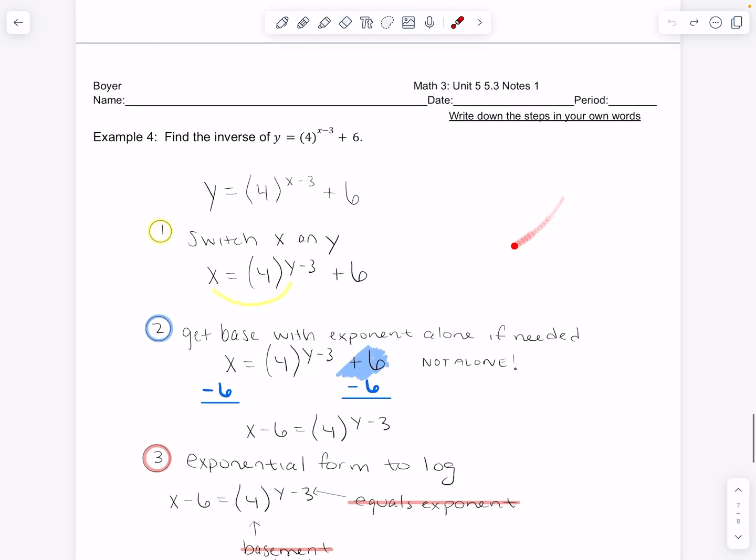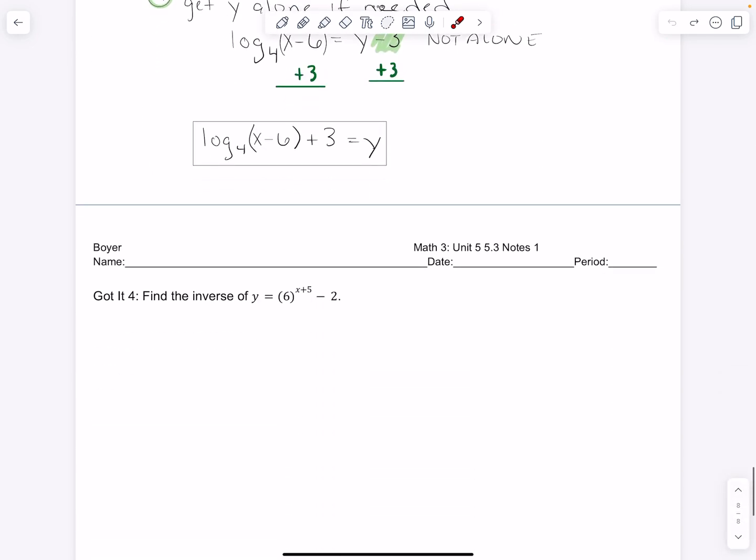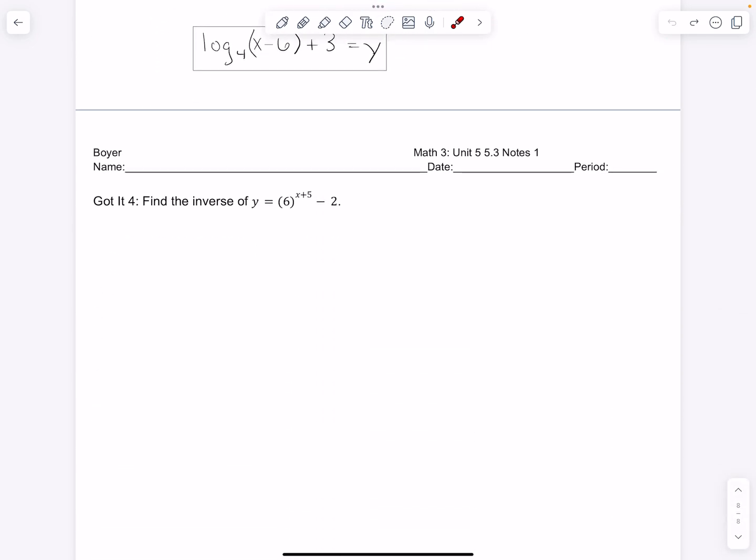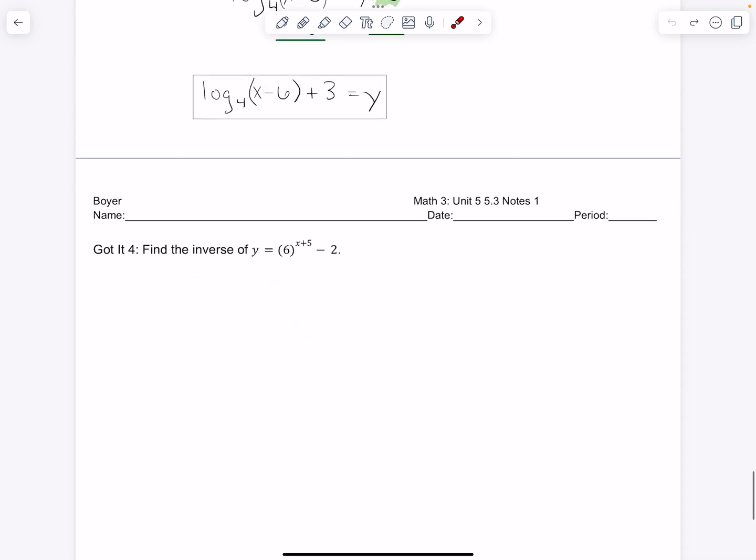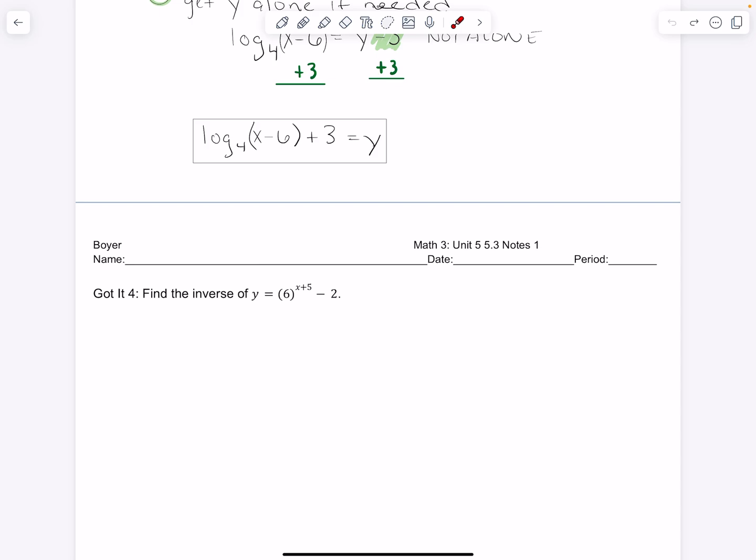So again, writing in something up here, and then you're going to try finding the inverse of y equals 6 raised to the x plus 5 minus 2. And then the answers to your got it problems are taped around the room for you to now double check your got it 1, got it 2, got it 3, and got it 4.